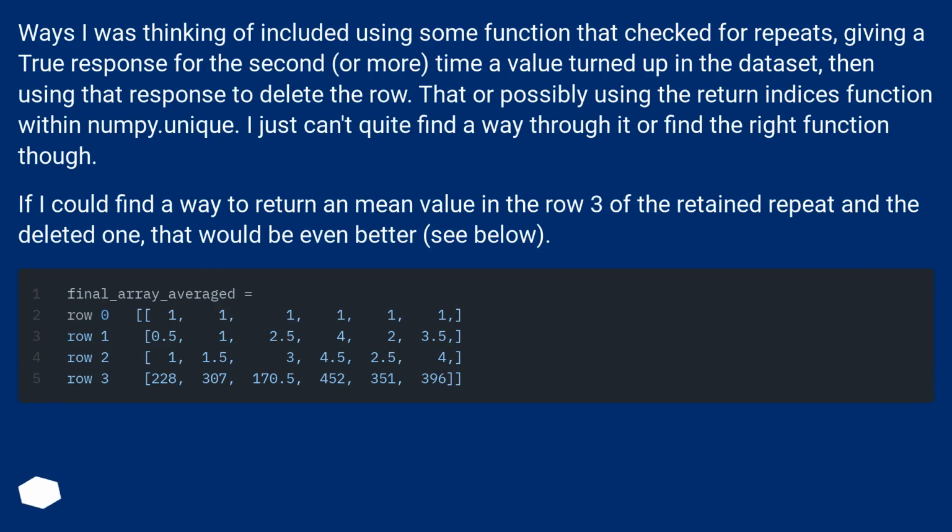Ways I was thinking of included using some function that checked for repeats, giving a true response for the second, or more, time a value turned up in the dataset, then using that response to delete the row. That or possibly using the return indices function within numpy.unique. I just can't quite find a way through it or find the right function though.